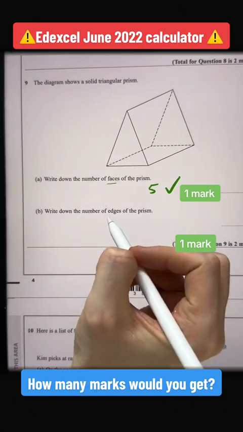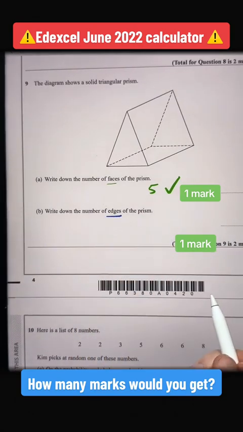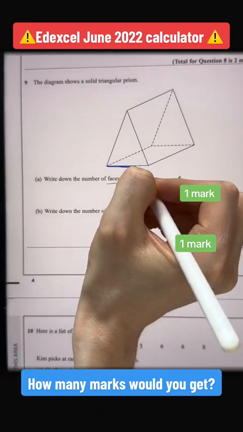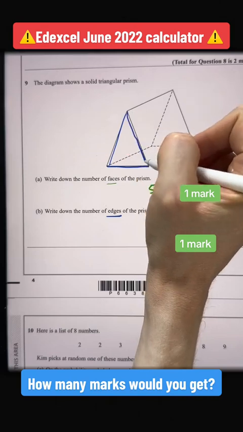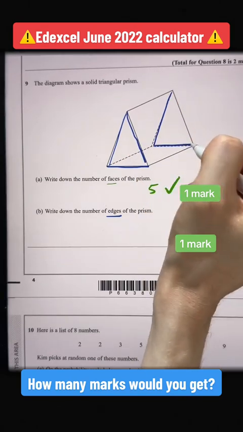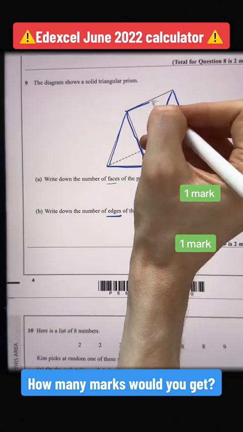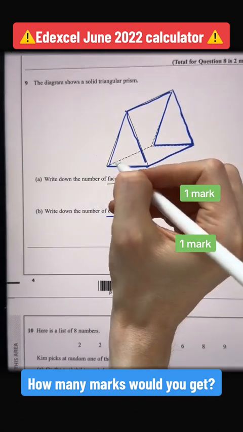Part B. Write down the number of edges of this prism. Well, an edge is each of my lines, including my dotted lines. Hence, I've got 1, 2, 3 edges here, 4, 5, 6, 7, 8, and my dotted line, 9.